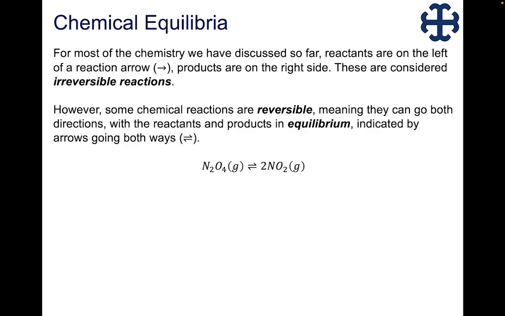However, in reality, there are actually quite a few chemical reactions that are reversible, meaning that they can go both directions. Our reactants are still going to be on the left, our products are still going to be on the right, but we would say that these reactants and products are in equilibrium. And so we use this two-headed arrow, basically meaning we have this equilibrium between our reactants and our products.